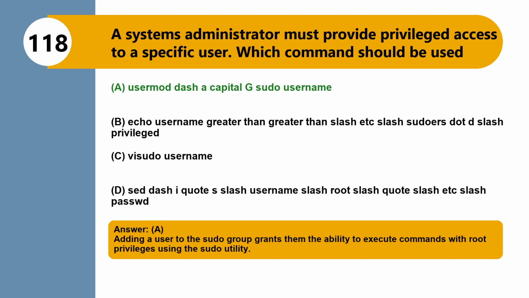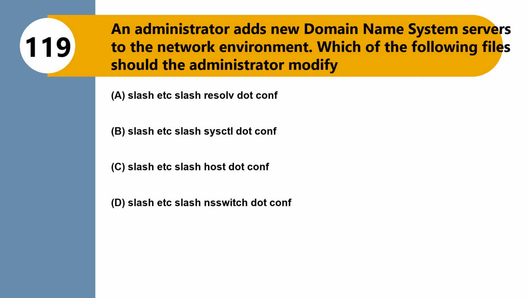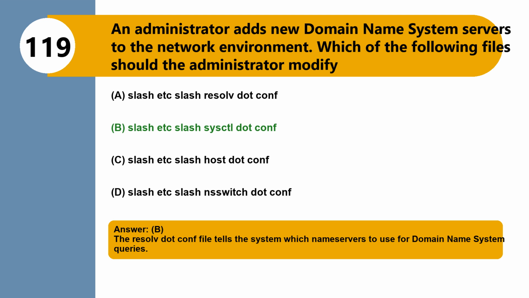Question 119. An administrator adds new domain name system servers to the network environment. Which of the following files should the administrator modify? Option A, /etc/resolv.conf. Option B, /etc/sysctl.conf. Option C, /etc/host.conf. Option D, /etc/nsswitch.conf. The correct answer is option B, /etc/sysctl.conf. The resolv.conf file tells the system which nameservers to use for domain name system queries.